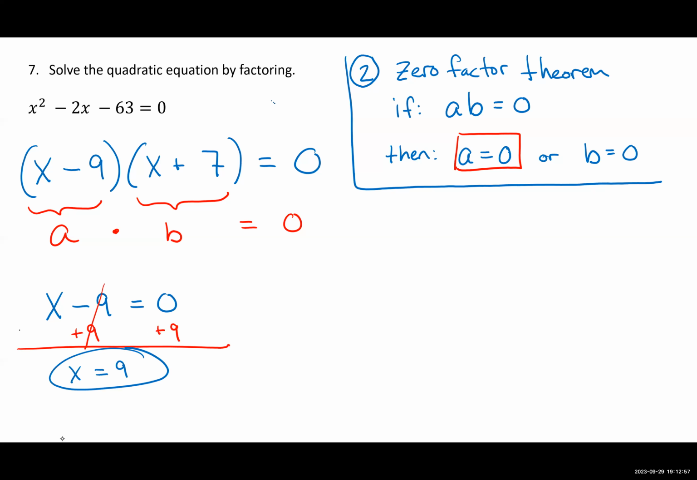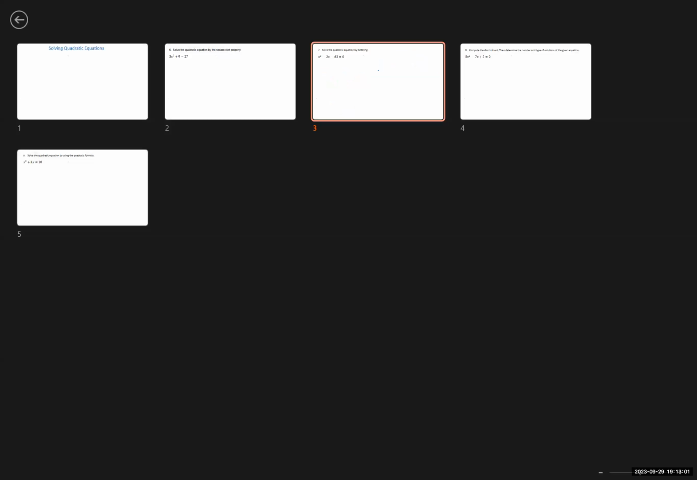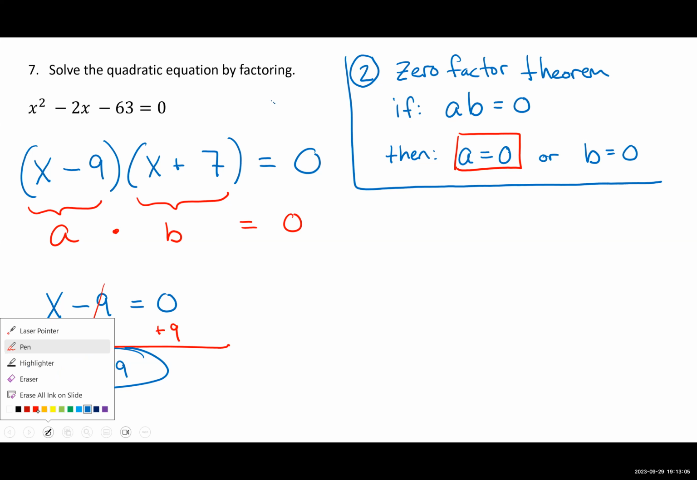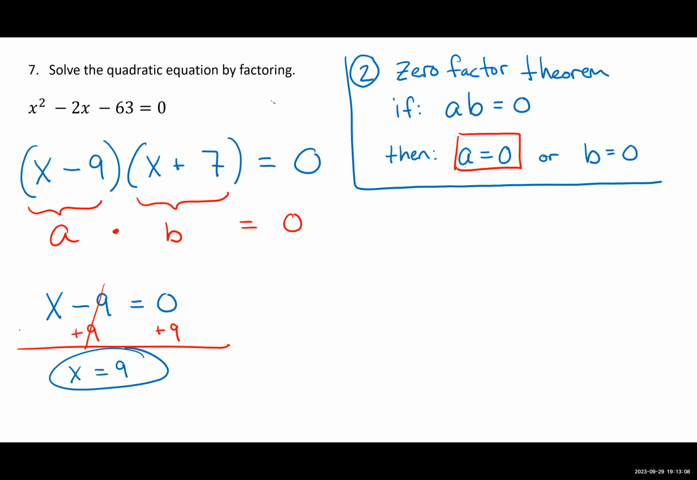And then going back to the zero factor theorem. Where did we go? Here we are. Going back to the zero factor theorem, if a times b equals 0, then a is equal to 0, or the b is equal to 0. And in this case, the b is the x plus 7.